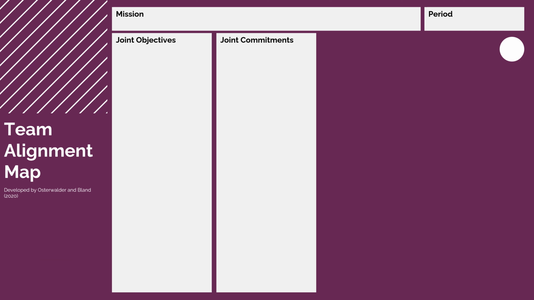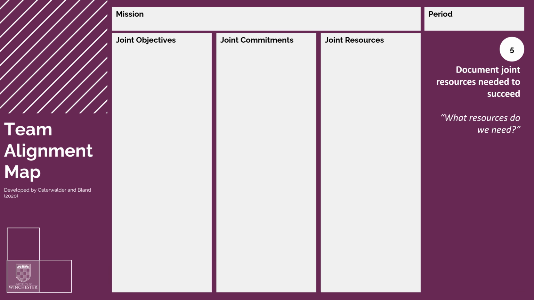Step 5 is that you need to document the joint resources needed to succeed. So this is asking what resources do we need? Are there some shared documents or templates you need to have? Are there set purchases that you need to make? So objects in the room. Are there any design requirements?